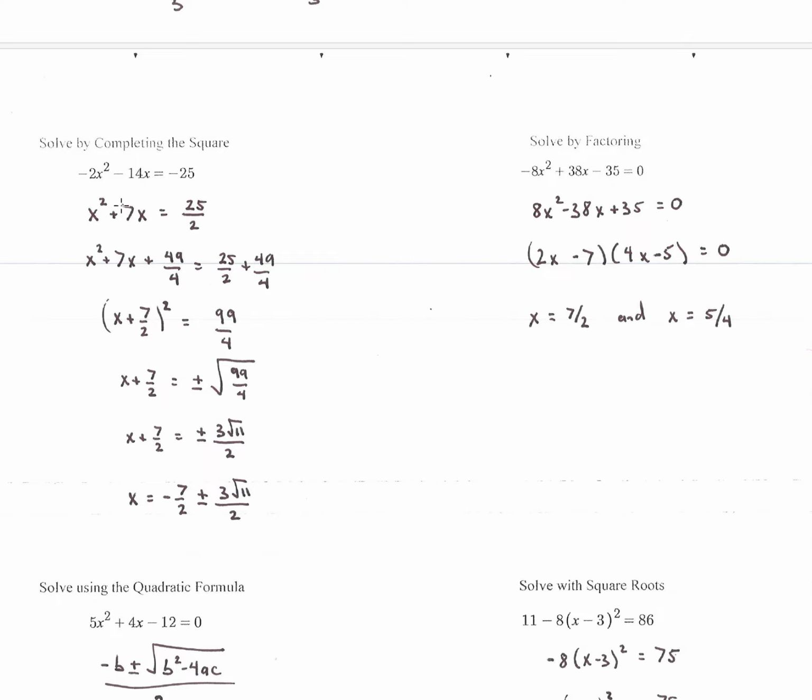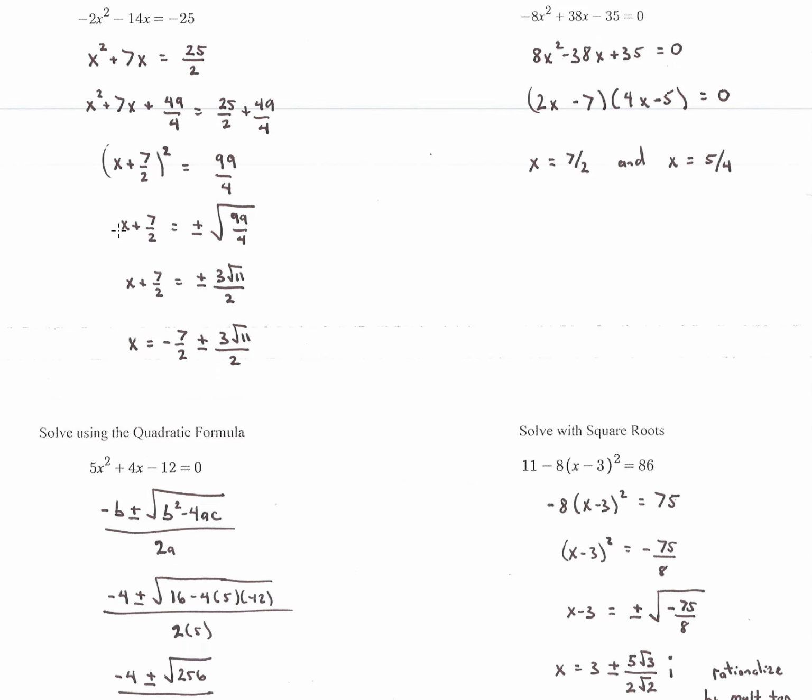And I'm going to divide this number by 2 and then square it, right? 7 divided by 2 squared is 49 over 4. So that's that magic number I add to both sides. I then factor, take a square root, and then subtract 7/2 over at the end.